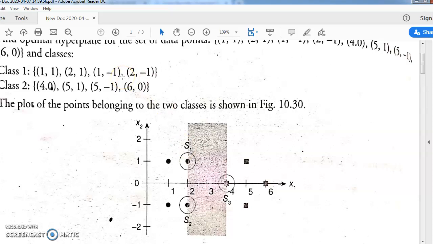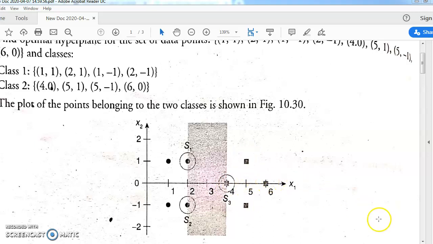Now plot the data points of class 2. The first point is (4,0), so this is our first point of class 2. The second point is (5,1). Next is (5,-1), and next is (6,0).